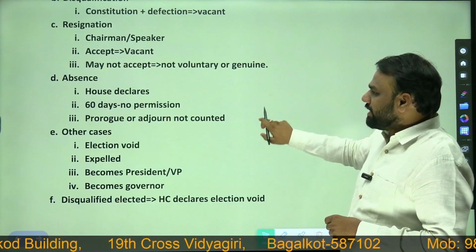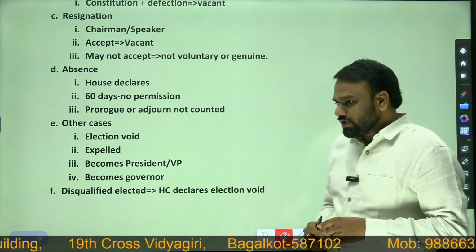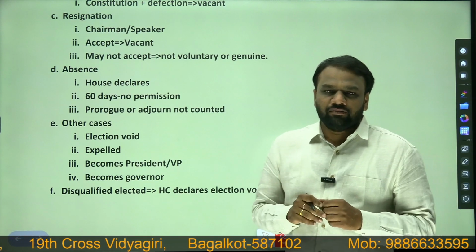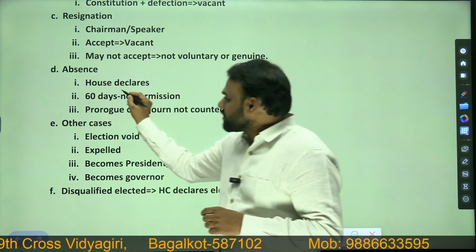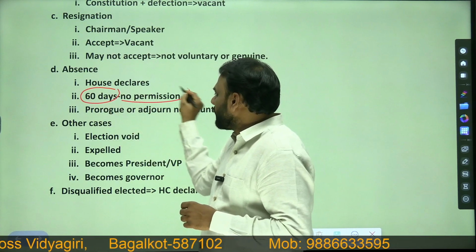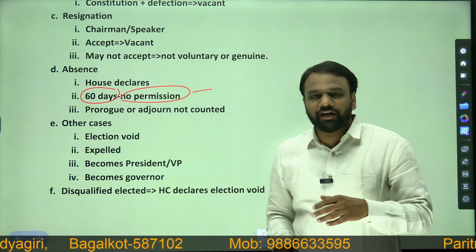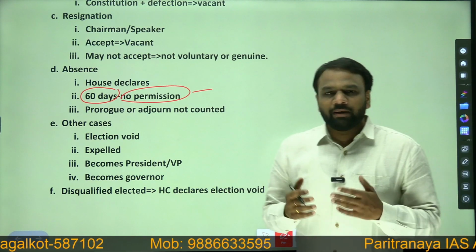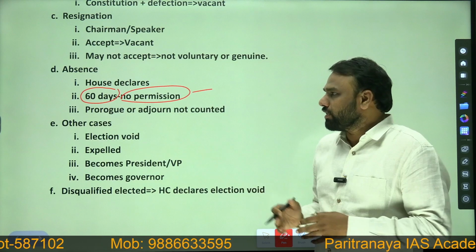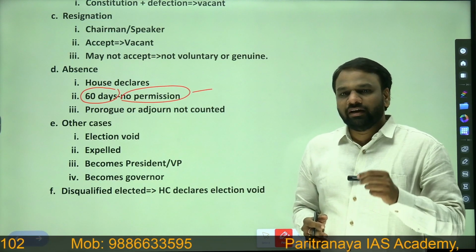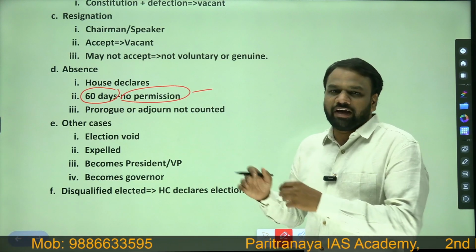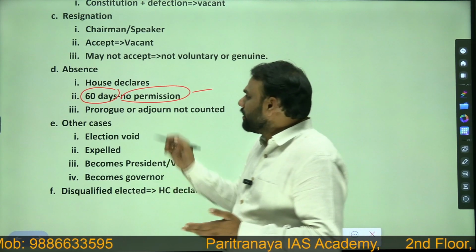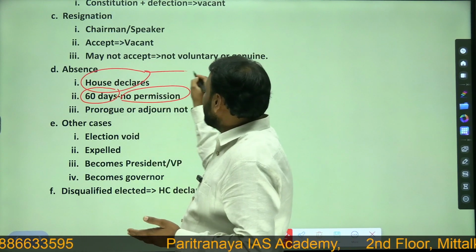Next, absence, very important. If a person remains absent for how many days? For 60 days or more without permission. It means with permission he can remain absent for 60 days or more, but without permission, if he remains absent for 60 days or more, then we can declare that the seat is vacant. But who has the power to declare? The House declares.